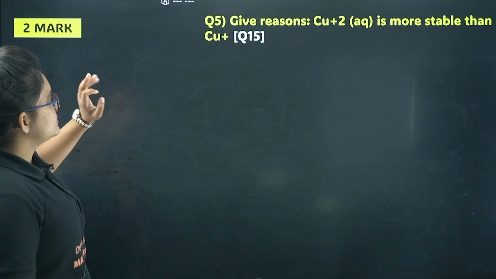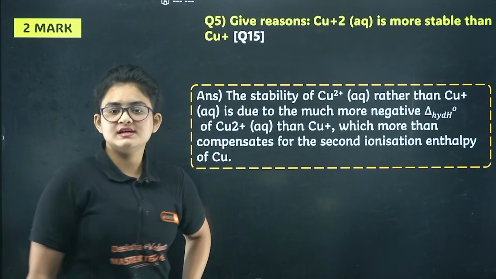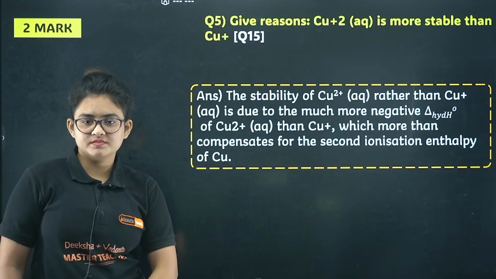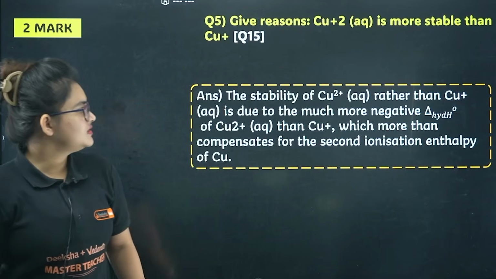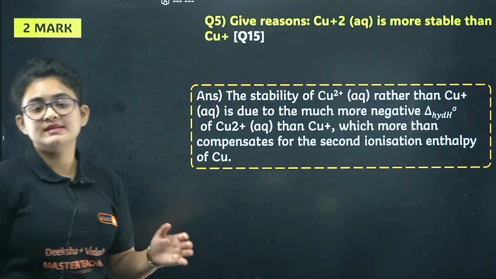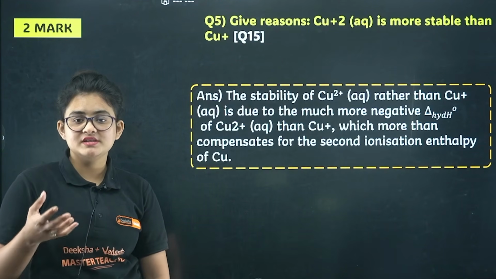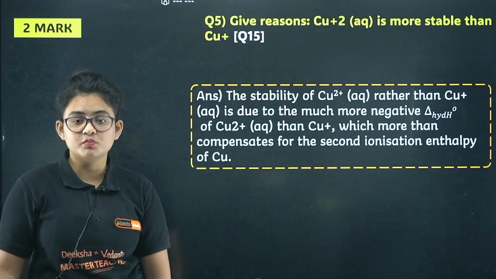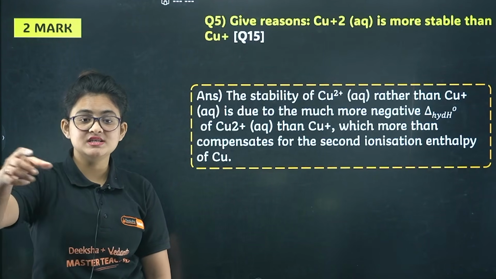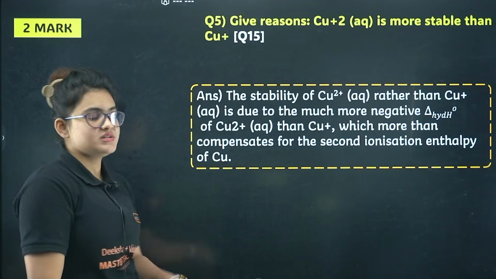Proceed. Cu2+ is more stable than Cu+, and it's all about the hydration enthalpy. So the stability of Cu2+ is more due to the much more negative hydration enthalpy. Whenever you are dissolving Cu2+ in water, the hydration enthalpy of Cu2+ is more than that of Cu+. So that compensates the ionization energy that is required to remove one electron from 3d10. That's the reason Cu2+ is more stable.